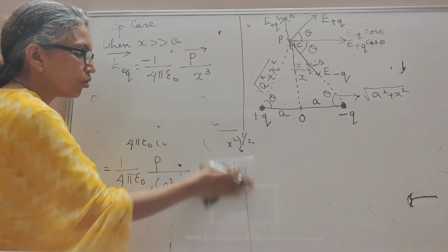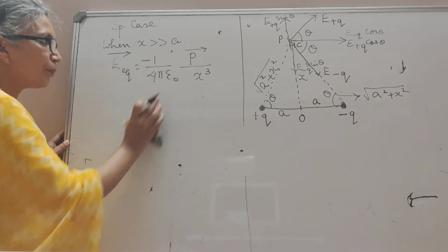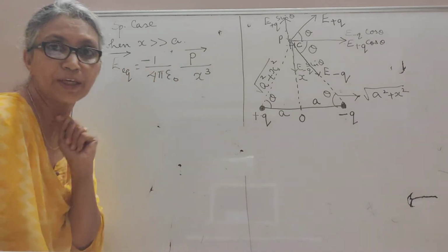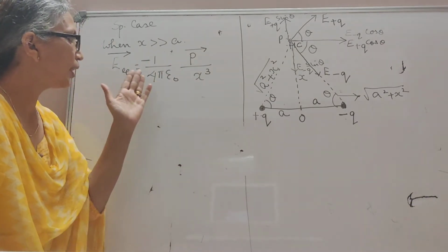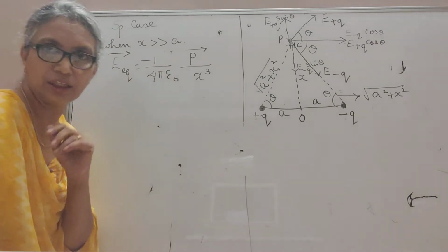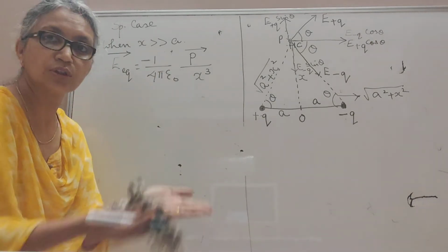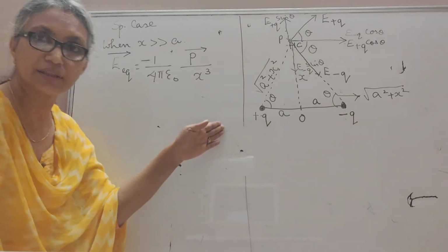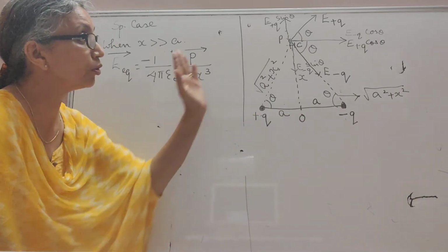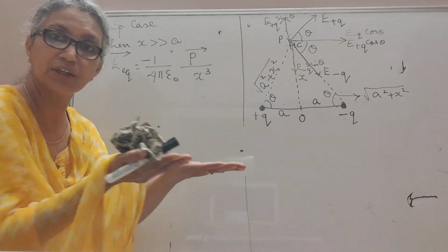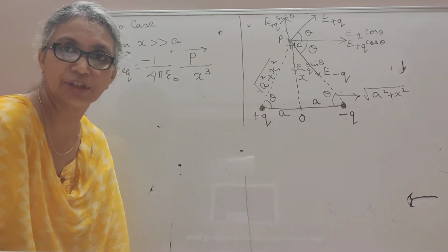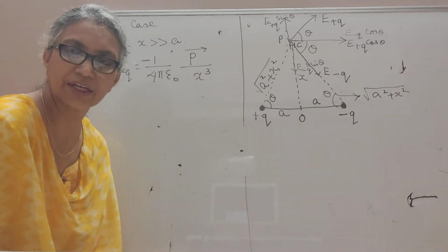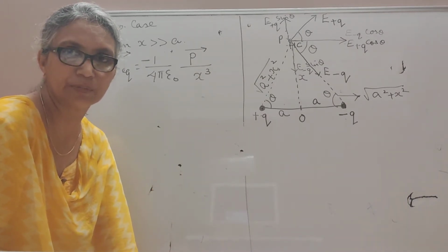Now another thing that you should note here is, if you compare the magnitude with E axial, there was a 2P by X cube. So you will see that E axial is always twice E equatorial, but E axial and E equatorial are exactly opposite in direction, because E axial has the same direction as dipole moment, to the left here, but E equatorial is to the right. So E axial and E equatorial are exactly opposite to each other, having an angle of 180 degree between them. So this is what we have as E equatorial for electric dipole.